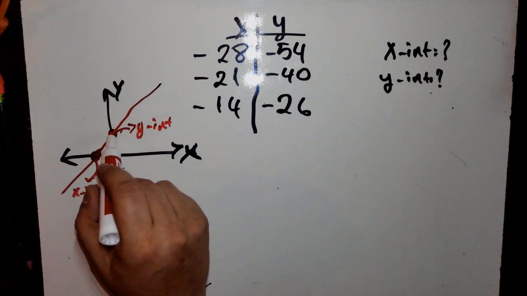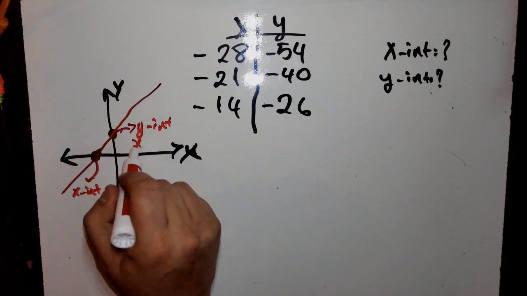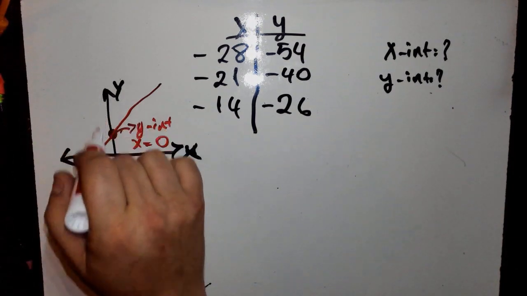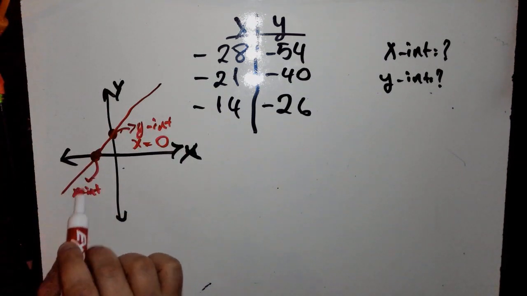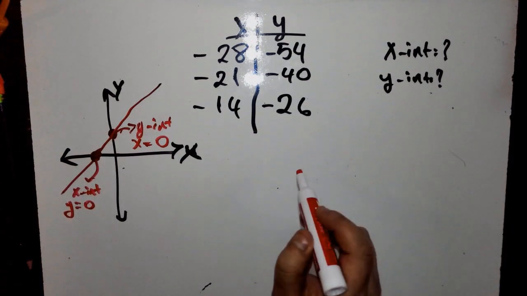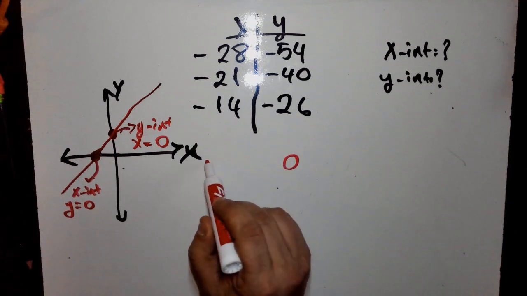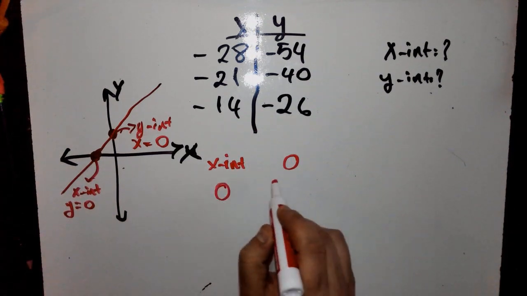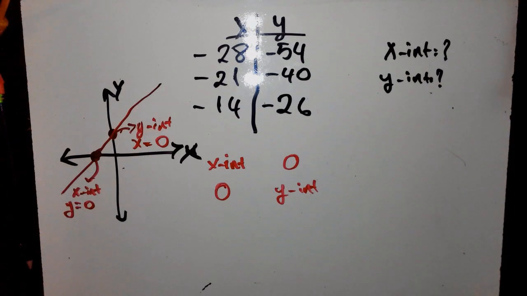Right at this point, the value of x is 0. There is no right to the left movement. I'm right on the y-axis. And right at this point, on the x-axis, y equals 0. So I need to figure out where y equals 0 to find my x-intercept. And I have to find where x equals 0 to find my y-intercept. So how do I do that?